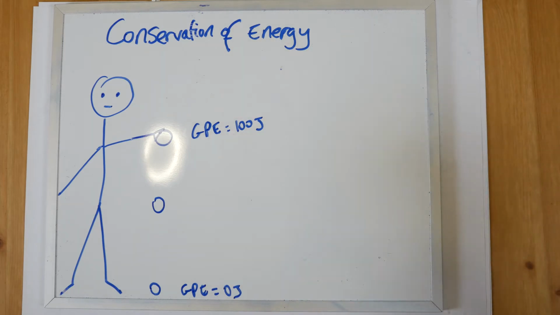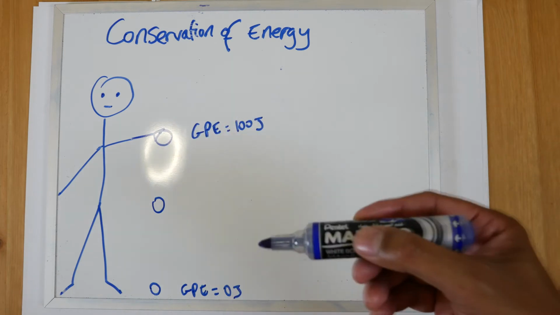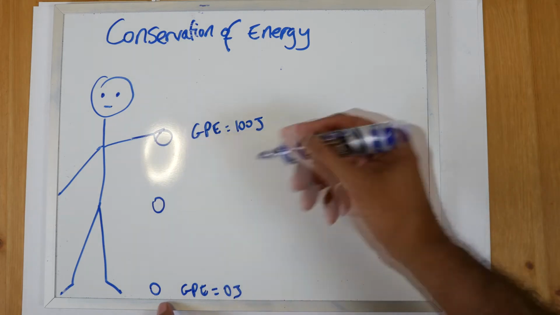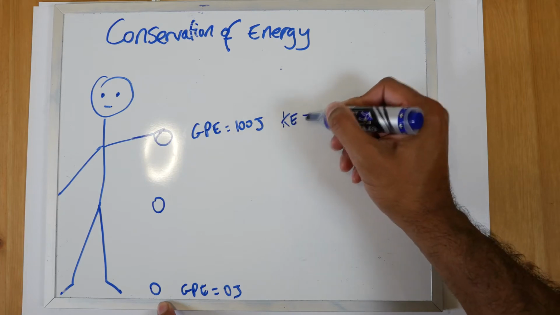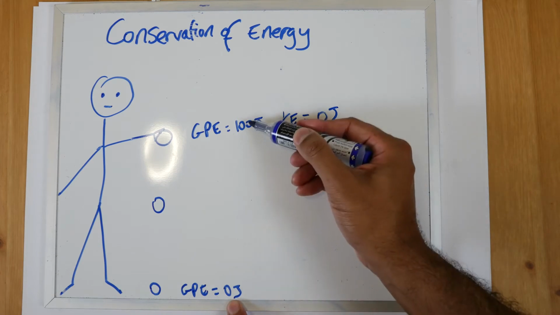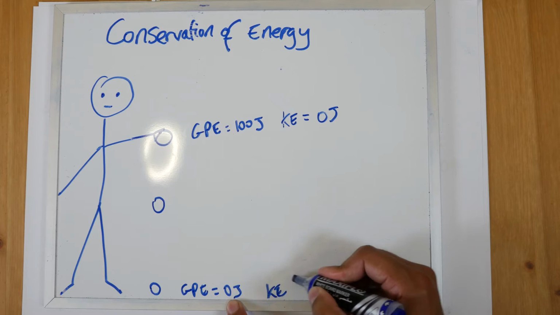Now, what happens to this GPE? According to the conservation of energy, you can't create it, you can't destroy it. It just gets converted from one form into another. So what's going on is that as it speeds up, it's being converted into kinetic energy. Now, kinetic energy at the top, because it's completely still, you would say is 0 joules. And then over here, all of this 100 joules is converted into kinetic energy.